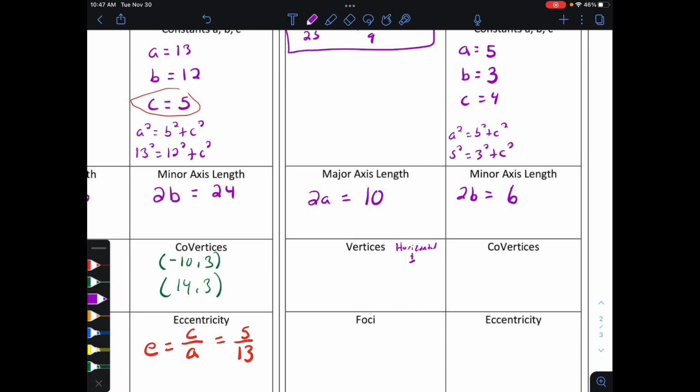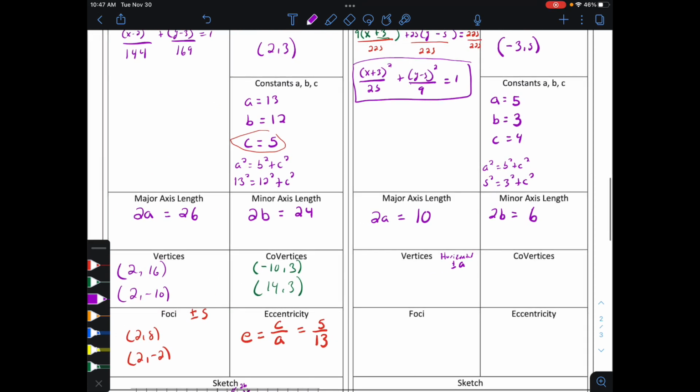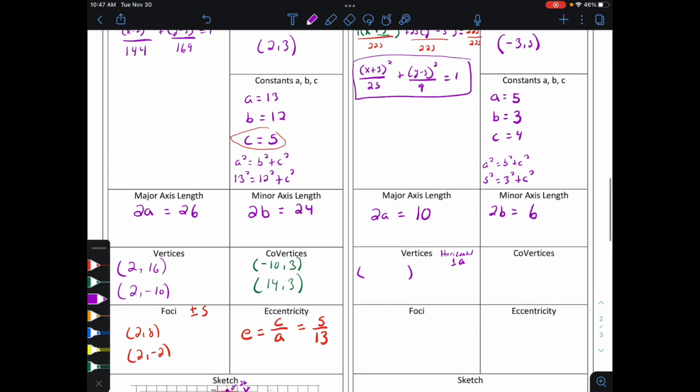your vertices, you add and subtract a from the center. If it's horizontal, you're going to add and subtract 5 to the x value of the center. So our center was at negative 3, 5. So if I add 5 to the x value, that takes me to 2, 5. If I subtract 5 from the x value of the center, it takes me to negative 8, 5. So there's my vertices.